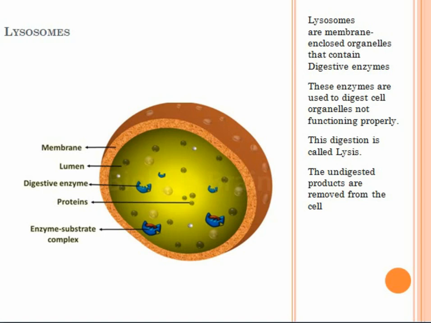Lysosomes are membrane enclosed organelles that contain digestive enzymes. These digestive enzymes are used to digest cell organelles not functioning properly. Now in the cell we have different organelles like the mitochondria, and if the mitochondria is not functioning properly, these lysosomes come across it and digest it, and the undigested products of it are removed from the cell. And this digestion is known as lysis. So lysosomes perform a very major function of the cell.